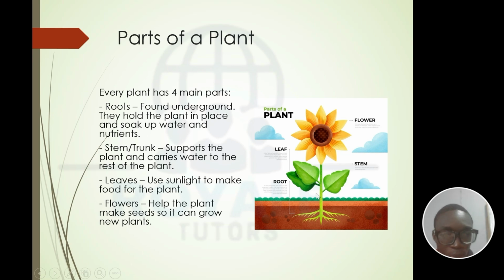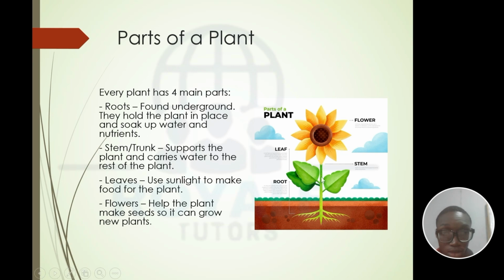And what else does it do? It also helps to carry water to other parts of the plant. So when the water is taken up in the root here, the stem takes it up to other parts of the plant. So that's what the stem does. It takes up water and carries it to other parts of the plant. Now, another name for the stem could also be the trunk. So sometimes you could call it the stem, you could call it the trunk. It's talking about the same thing.